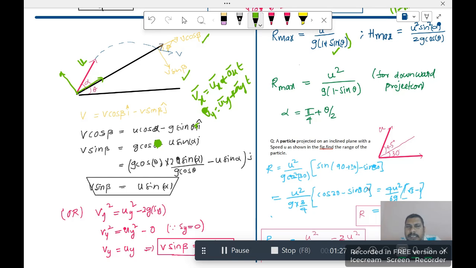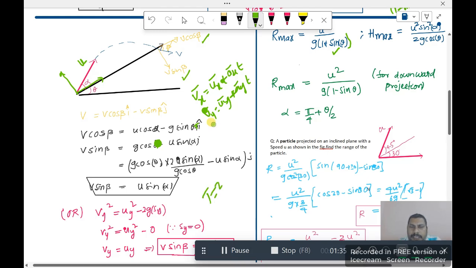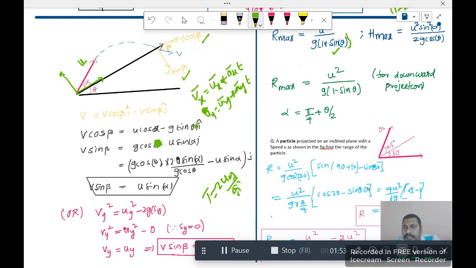No doubt at all, because theta and alpha are the same as I have taken. So t equals u sin alpha by g cos theta. For a vertically projected body, t is equal to 2u_y by g. In the xy plane it is 2u sin theta by g, and here 2u cos alpha by g cos theta. Here a is equal to g cos theta and u_y equals u sin alpha. That is the only difference. This is how you have to remember 2u_y by g.